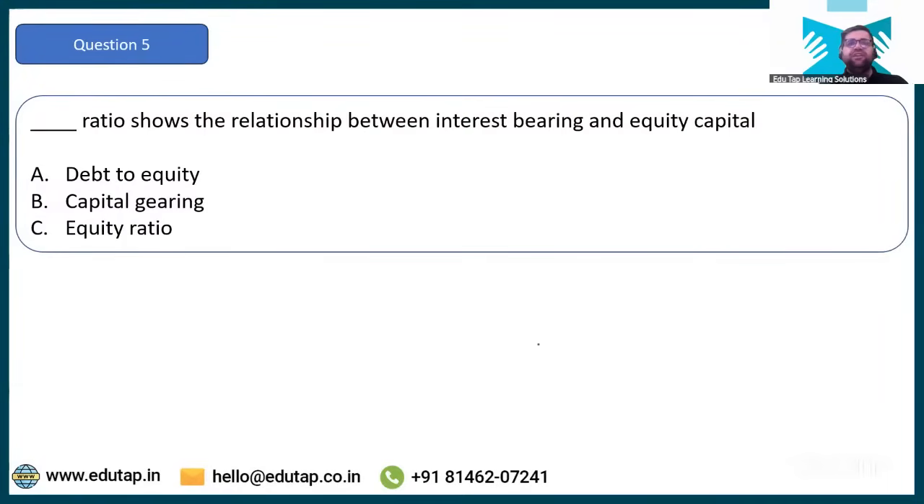Dash ratio shows the relationship between interest bearing funds and equity capital. Like this was some question, and again, this was very big. As per the analysis, again 80% sure, not 100%, the correct answer over here looks like capital gearing ratio, which is option number B.